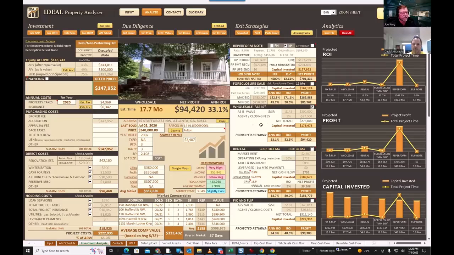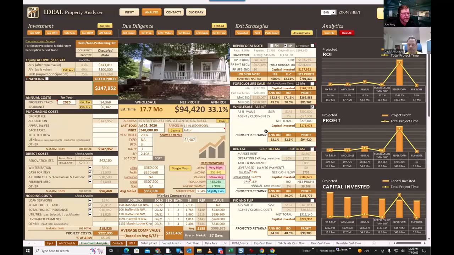Let's say it doesn't sell, we get the property back. Now we're wholesaling it, and we're saying that the value at the wholesale is 300,000. At that 300,000 mark, we're saying we're going to make an annual return of about 33%, which is still really good. So you're covered all the way down to this point. Now, when we get down to this point, we want to determine what's our best strategy.